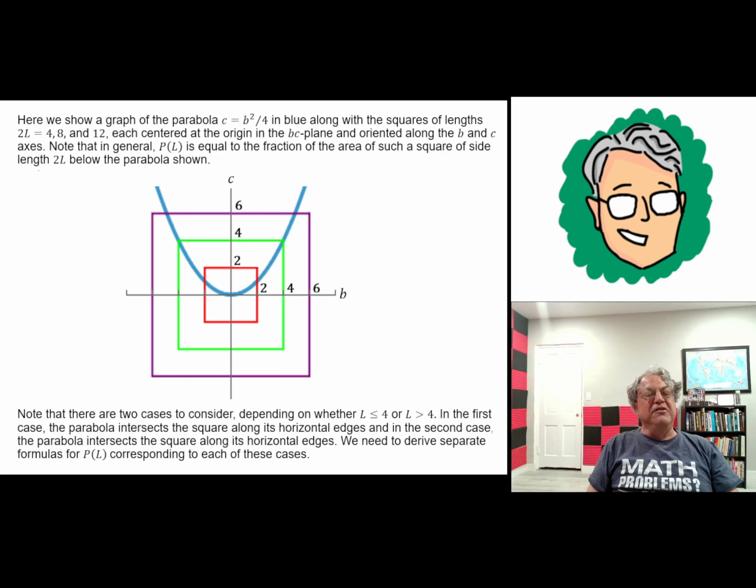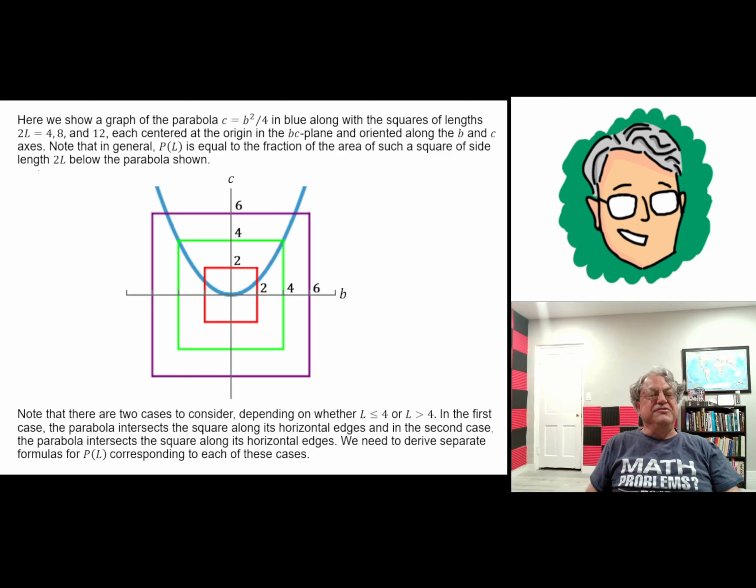I think this graph is really nice because you can kind of see what's going on. If you look at the red square, notice that the parabola intersects the red square along the two horizontal edges. For the green square, it happens to intersect at the two upper vertices. This is kind of a special case. And for the purple square, the parabola intersects along the upper edge. So we really have two cases to consider. We don't really care about the intermediate case where L equals 4, because both cases should encompass it.